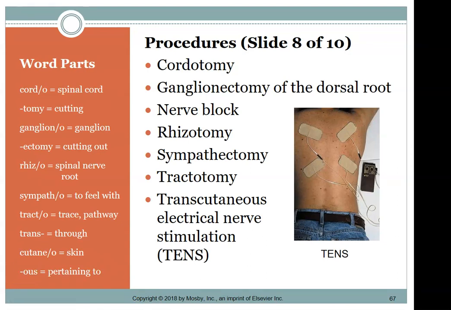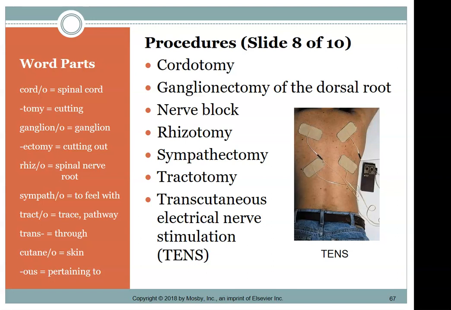A cordotomy is an incision of the spinal cord to relieve pain. It can also be spelled as chordotomy. A ganglionectomy of the dorsal root is a removal of the dorsal root in order to treat pain. A nerve block is the use of anesthesia to prevent sensory nerve impulses from reaching the CNS. A rhizotomy is the resection of the dorsal nerve root of the spinal nerve to relieve pain.